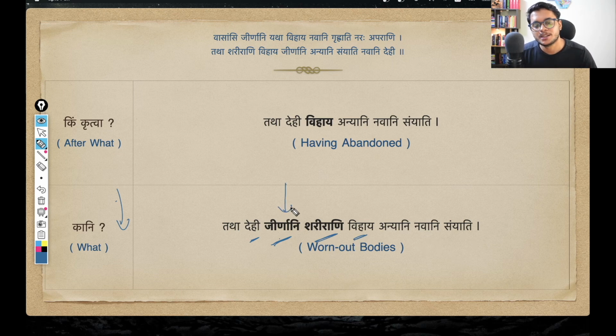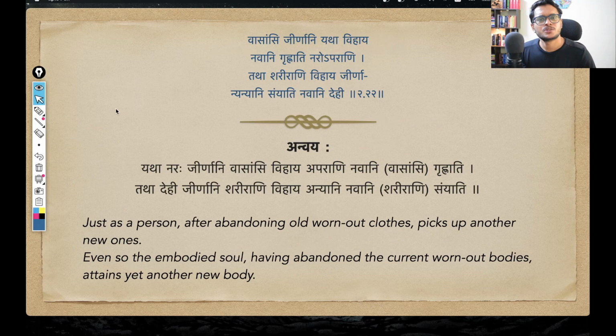So again, there we had jirnani vasamsi, the worn out clothes, and here we are comparing those worn out clothes with the worn out bodies. Because for the embodied soul, our physical body is like a cloth. So just like we do for clothes, the embodied soul abandons the old worn out bodies and attains another body in another lifetime. That is what they are trying to convey here. So these were all the words.